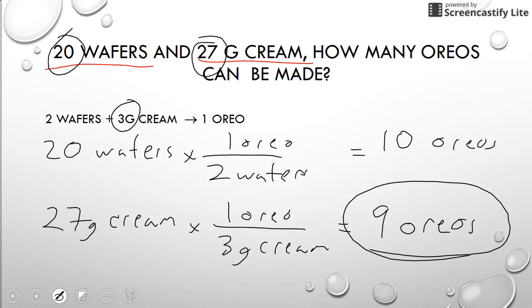For limiting reactant, you will take your starting materials and figure out how much product they make. Whichever one makes the least amount of product is the one that you're limited by. That's called the limiting reactant. It's the one that's determining how much you make.